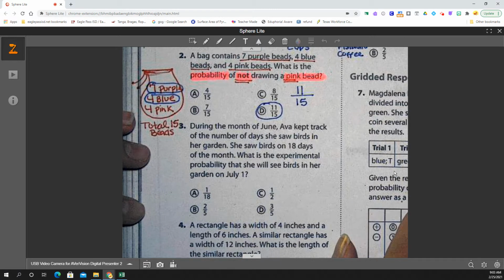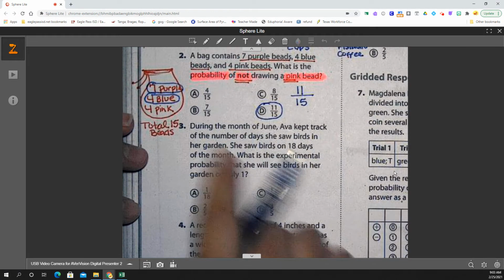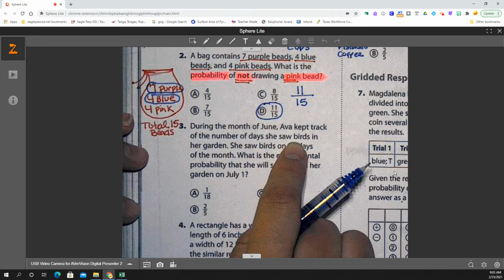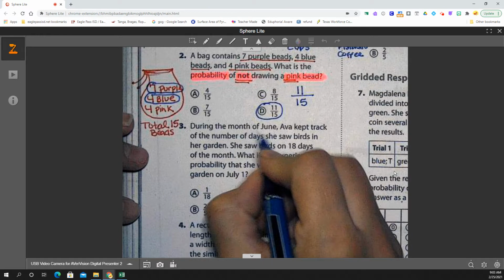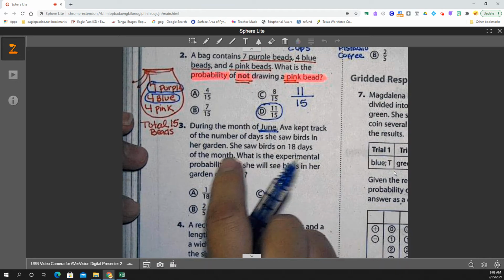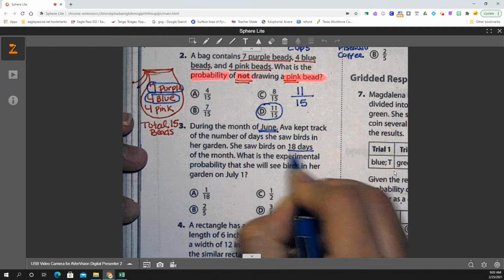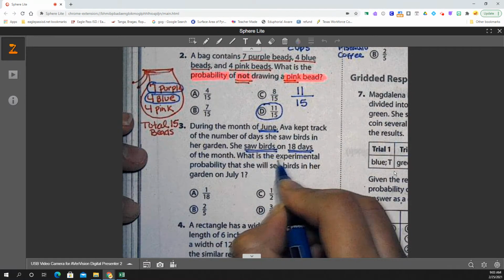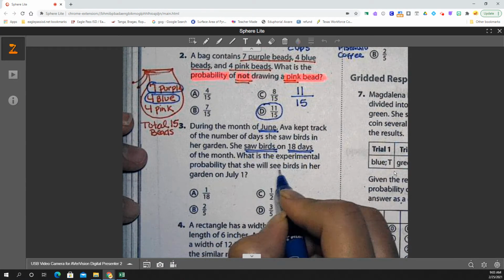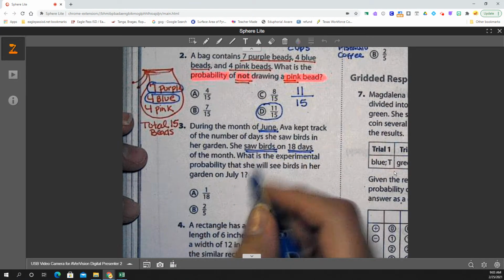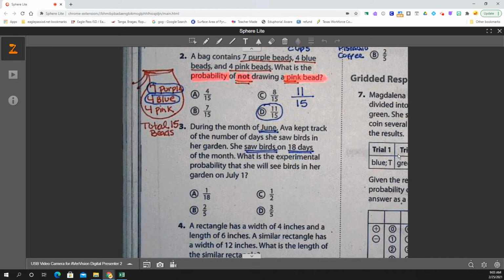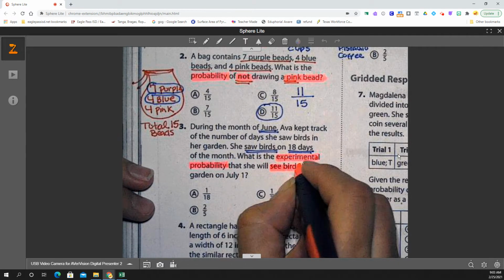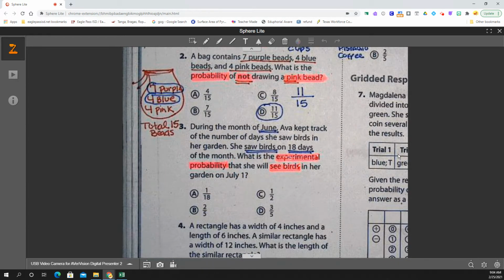Now that you have answered question number 3, let's go over it. During the month of June, Ava kept track of the number of days she saw birds in her garden. And this is June. She saw birds on 18 days. So she saw birds on 18 days of the month. What is the experimental probability that she will see birds in her garden on July the 1st? They're asking you for the experimental probability that she will see birds in her garden on July the 1st. So one day.